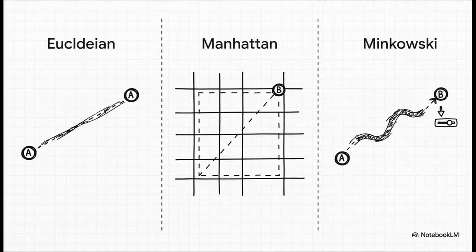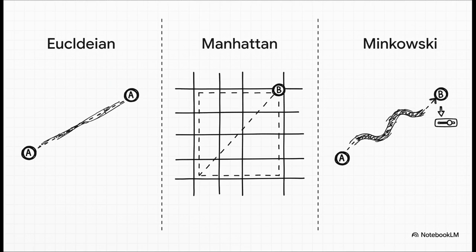There are a few different ways to measure this distance. The one you'll see most of the time is called Euclidean distance. That's just a fancy way of saying the straight line distance. As the crow flies, the shortest possible path. Then you've got something called Manhattan distance. Think of it like a taxi driving in a city grid. It can't cut through buildings, it has to go block by block. And there are others, like Minkowski, which is kind of like a general purpose tool that can act like either of the first two.